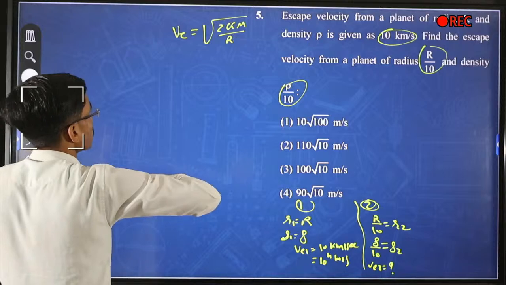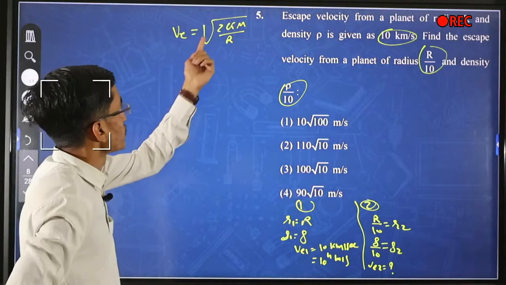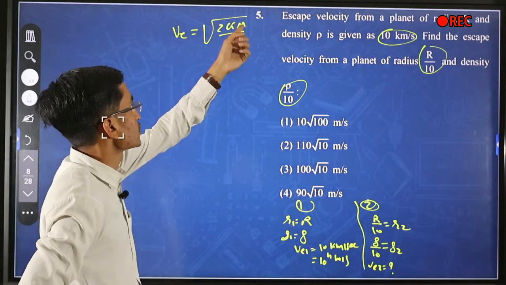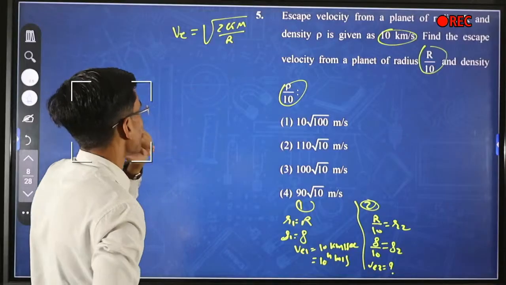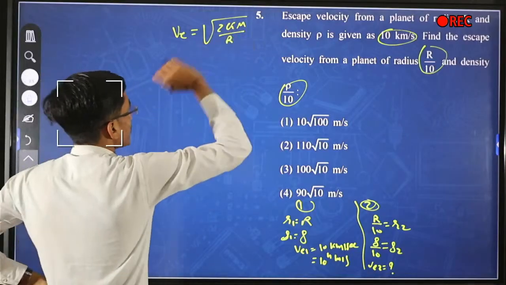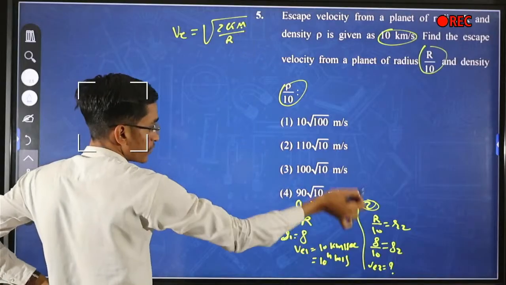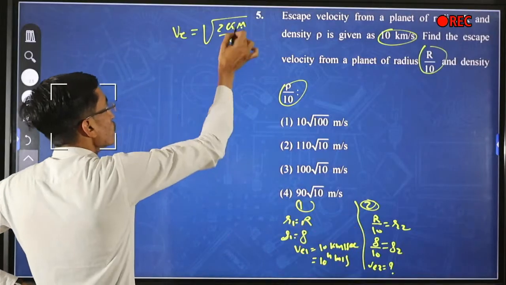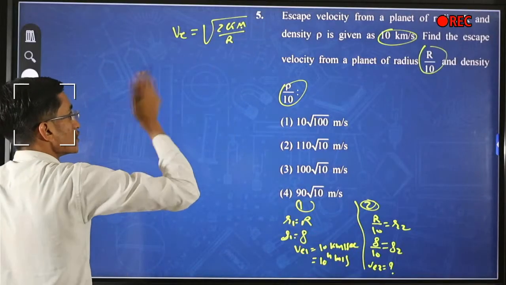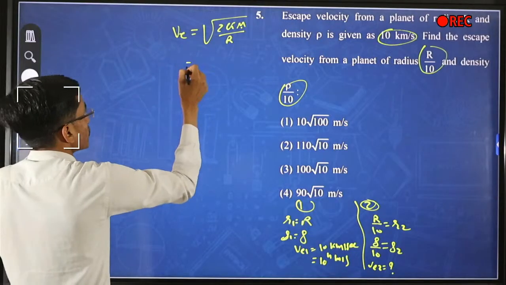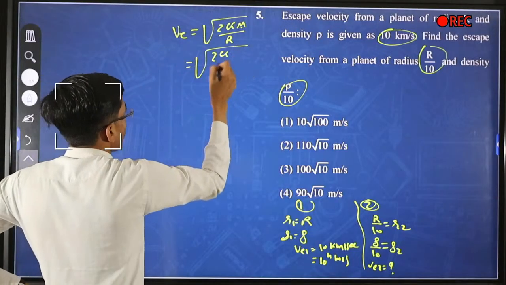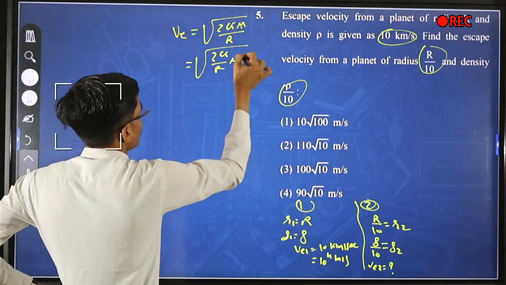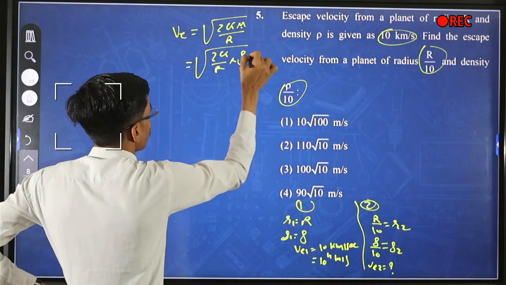Sorry, this is for Earth. So the general formula is root of 2GM over R, where M is the mass of the planet and R is the radius of that planet. Here mass is given in the form of density, so we have to eliminate mass and introduce density. For that, in 2GM by R, mass can be written as density into volume.